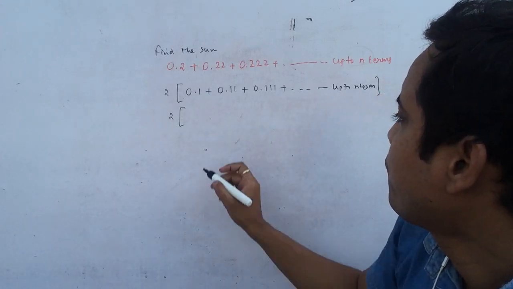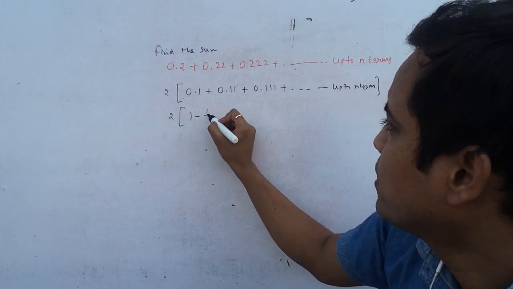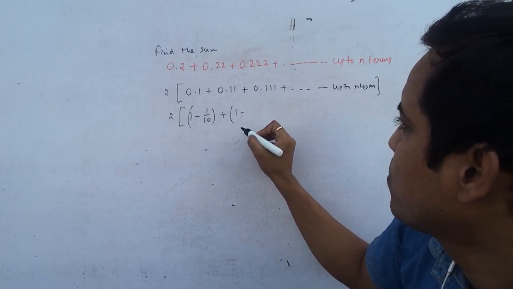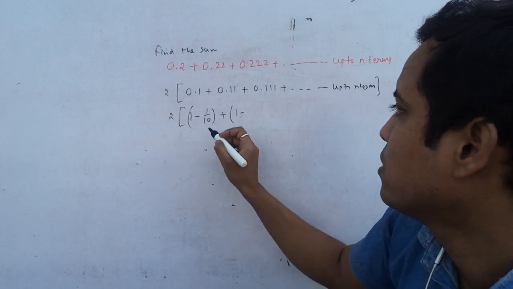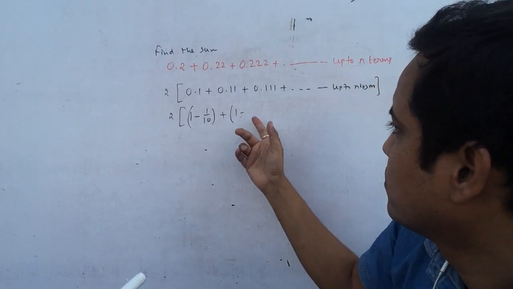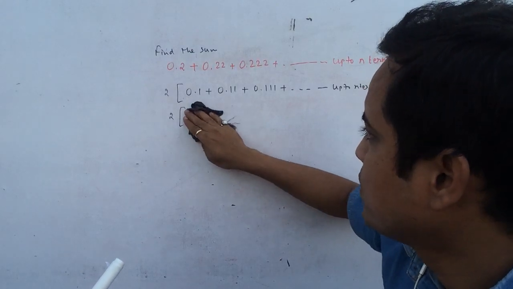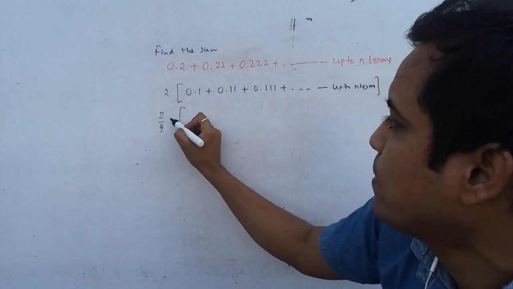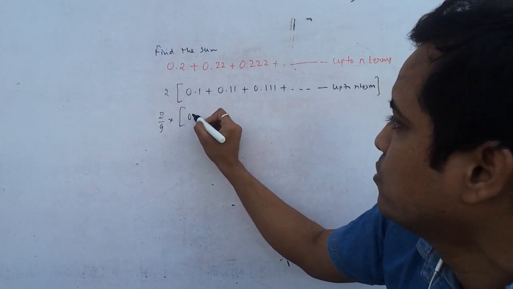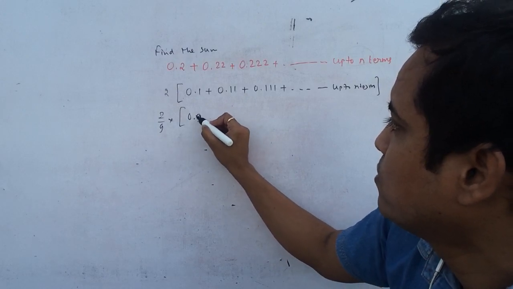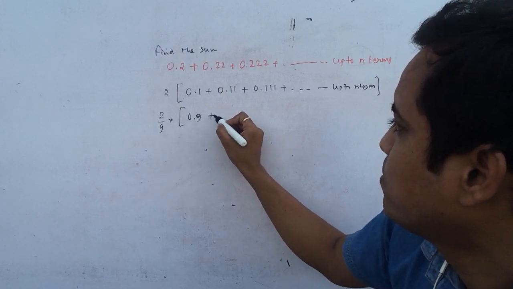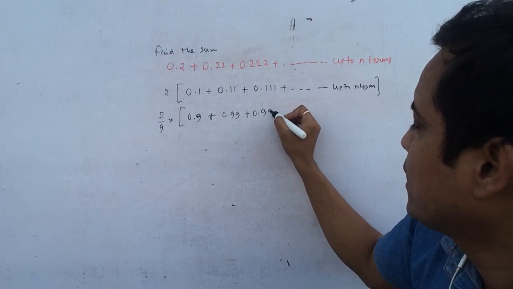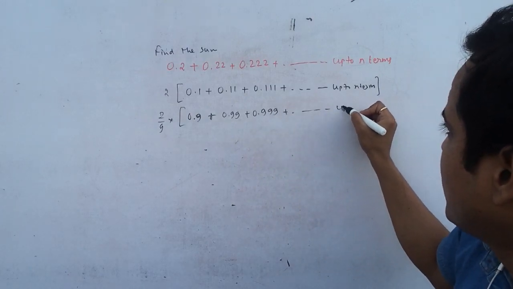What can you do now? Can you write 1 minus 1 upon 10? Can we write it as 1 minus or 1 plus? 1 minus. No, we cannot do this directly, we will not get it. So what next do we have to do? We have to divide and multiply by 9: 2 by 9, and multiply 9 to all the terms here. 0.9 we will get, because we have to make something like what I explained a few seconds before. Here 0.99, 0.999, up to n terms.